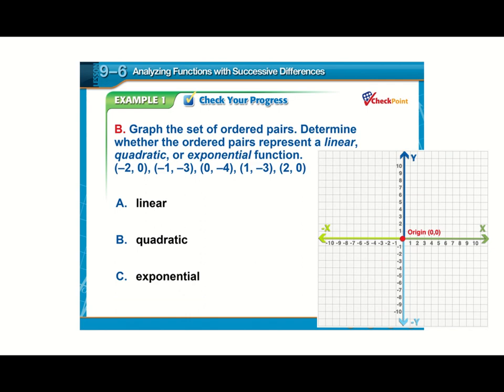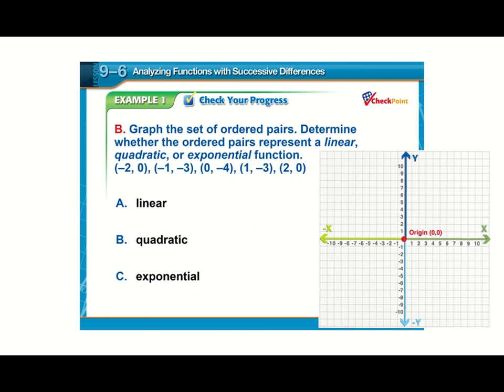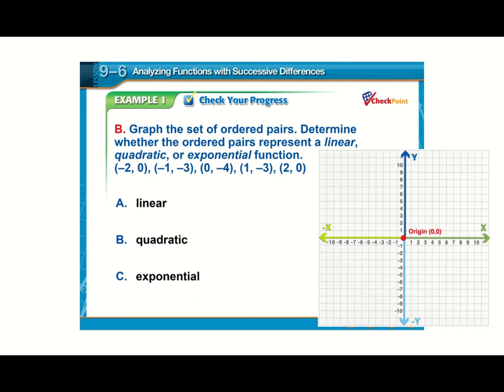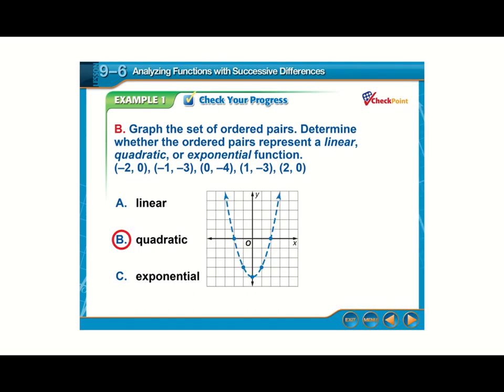So graph the set of ordered pairs, determine whether the ordered pairs represent a linear, quadratic, or exponential function. Again, so I'm going to say (-2, 0), (-1, -3), (0, -4), (1, -3), and then (2, 0). So what is that? Good job. It's quadratic.